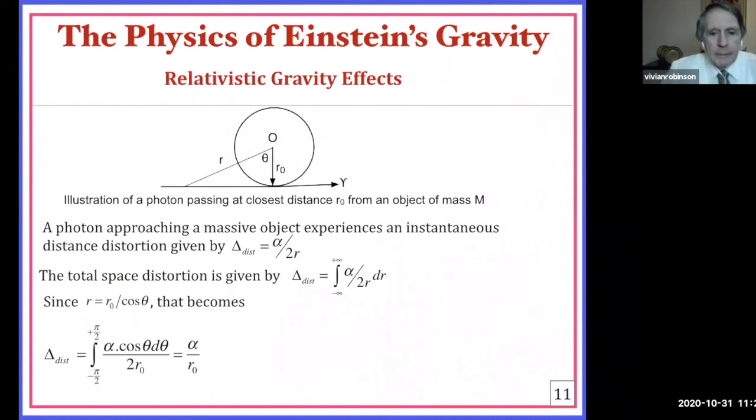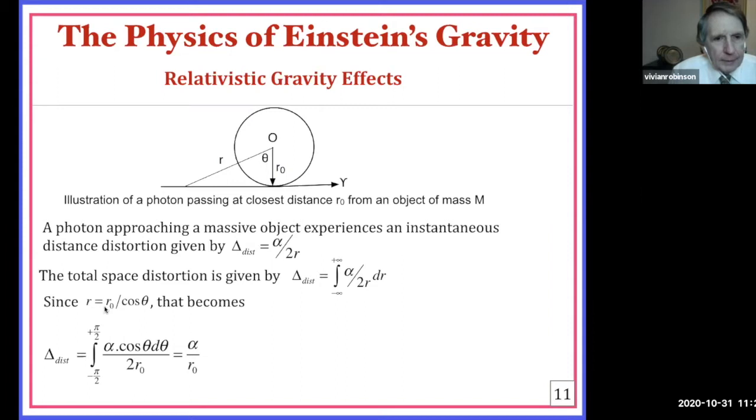It is now time to have a look at some other predictions Einstein made. This illustration shows a photon gamma passing close to a massive object at distance r0 from its center of mass. Referring to this figure, when a photon is at distance r from its center of mass, it experiences a space-time distortion, delta dist equals z equals alpha over 2r. The total space-time distortion is given by delta dist equals integral from minus infinity to plus infinity of alpha over 2r dr.